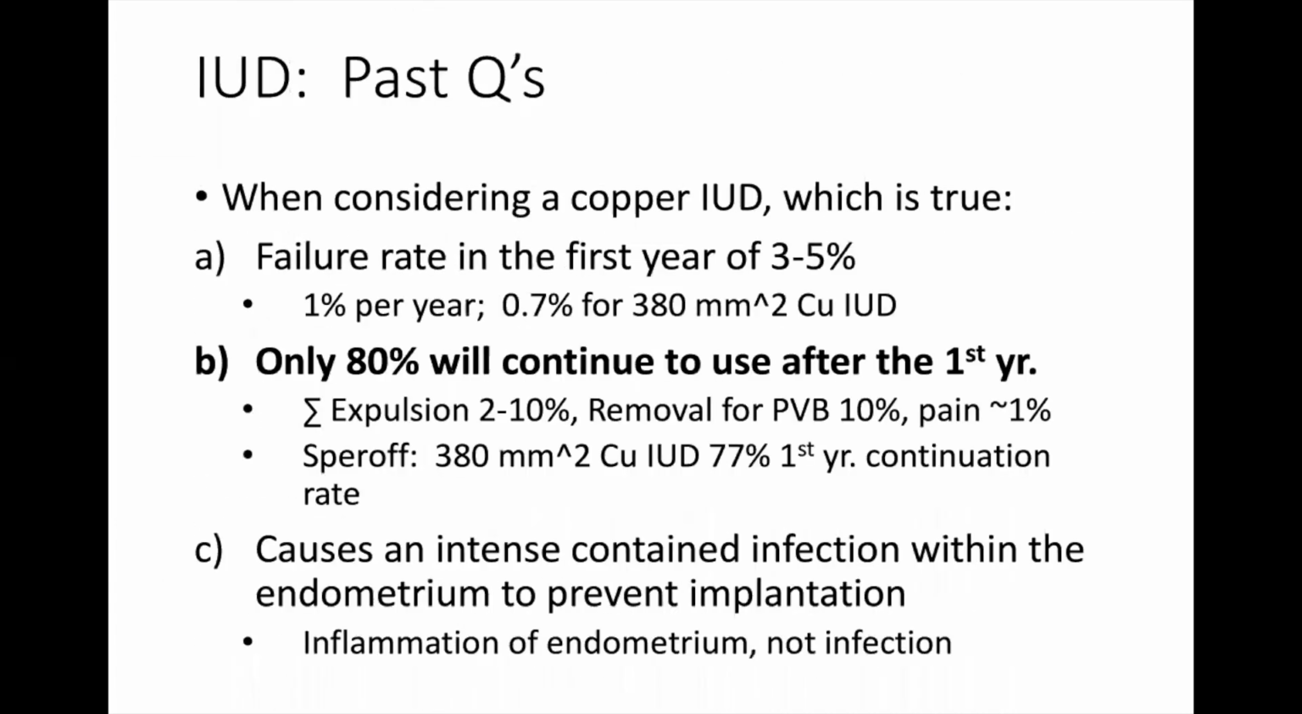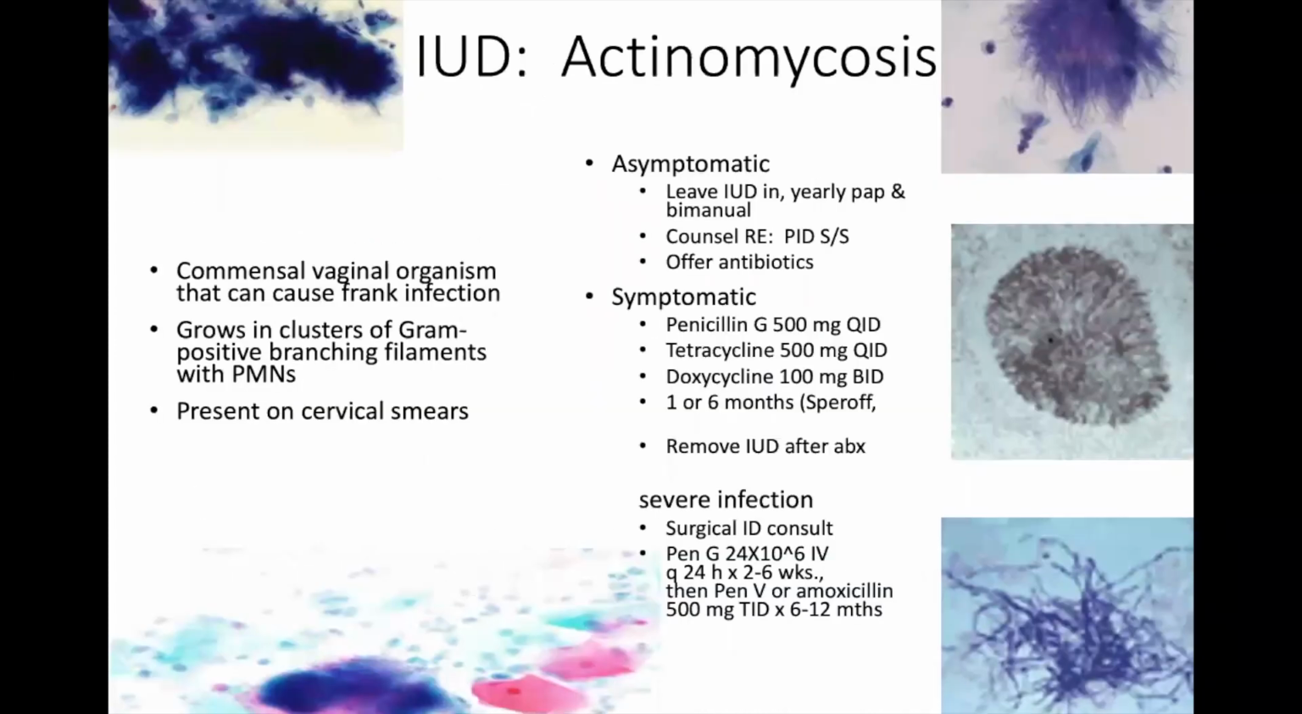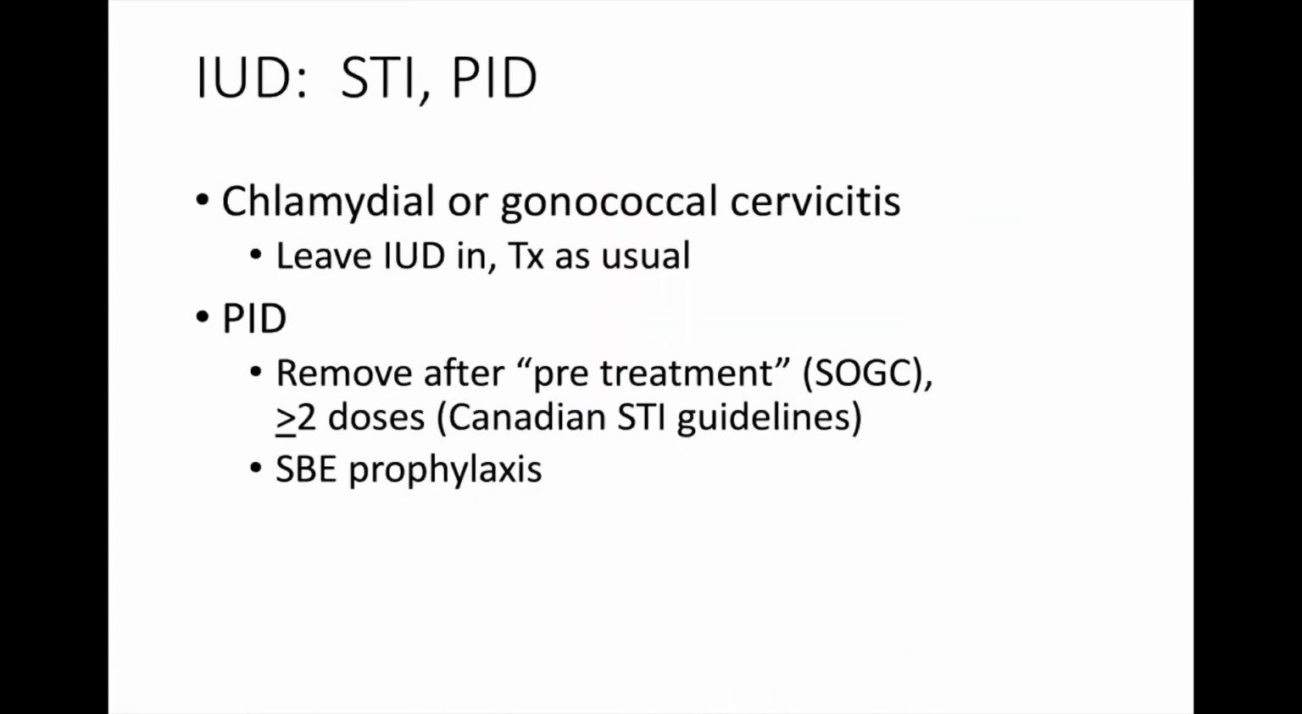So IUD and PID. If a patient has an IUD in place, and when you do a pap smear or take a swab she has chlamydia or gonorrhea, cervicitis, you will leave the IUD in and treat the chlamydia and gonorrhea. If she has PID, then you have to treat her first with 2 doses of antibiotics and then you remove the IUD. So this is the slide on STI and PID.